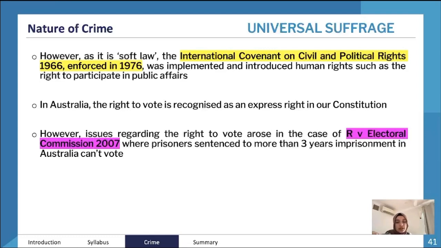However, issues regarding the right to vote arose in the case of R v Electoral Commission, where prisoners sentenced to more than 3 years imprisonment in Australia cannot vote.